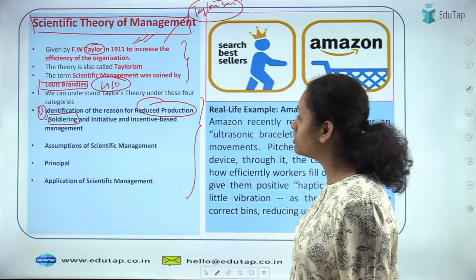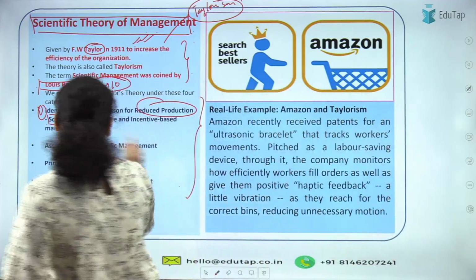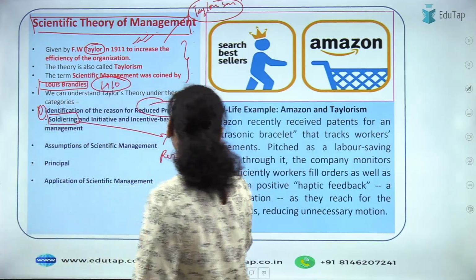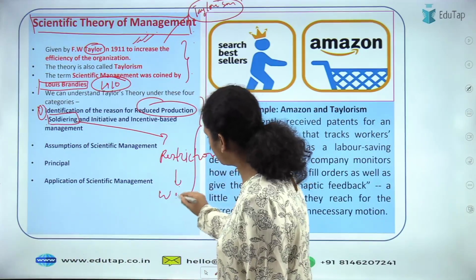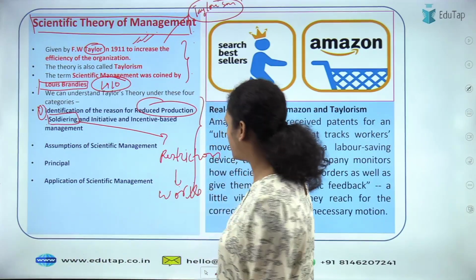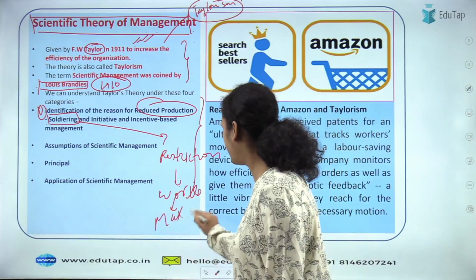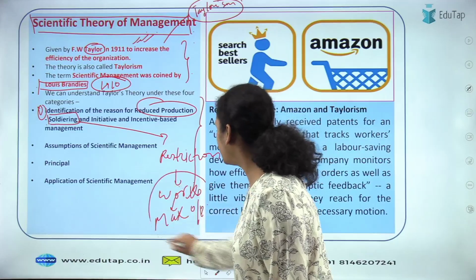That is what soldiering is. You know, restriction by whom? By the workers. Of doing what? Of producing maximum output. Okay. Why was this done?